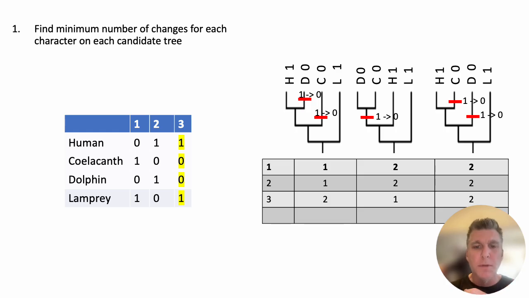The third trait, or the third data point, the third character, in this case has coelacanths and dolphins with the same state. And so coelacanths and dolphins with a close relationship is shown in that middle tree. And so if we take that middle tree and assume that there's a 1 in the outgroup, we can say there is a 1 to 0 change on the branch going to dolphin and coelacanth. The other trees require at least 2 changes. All right?